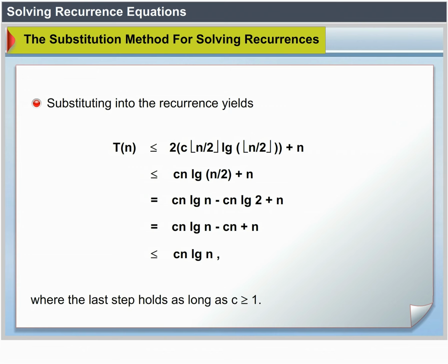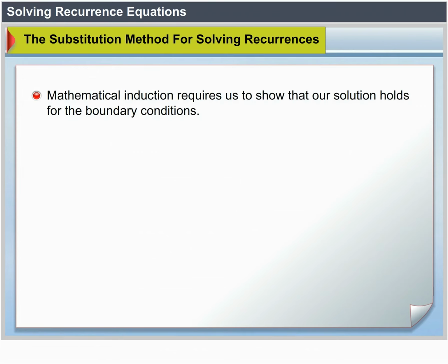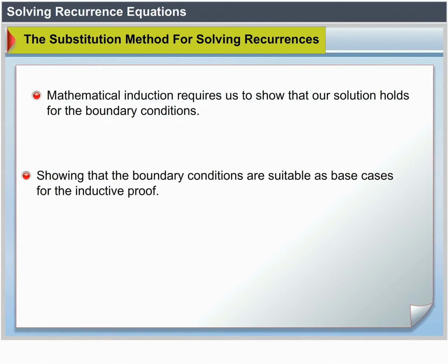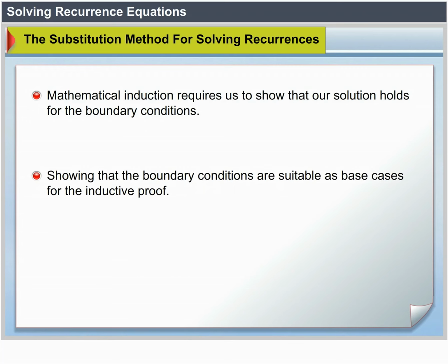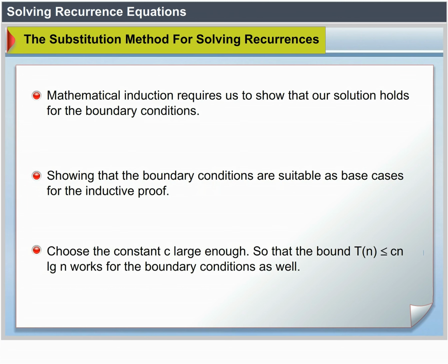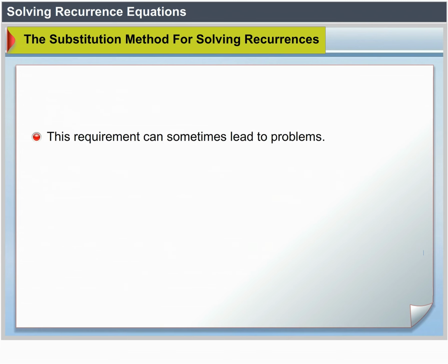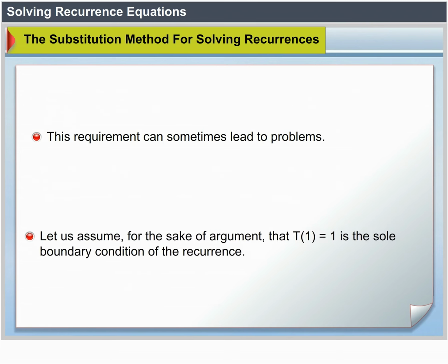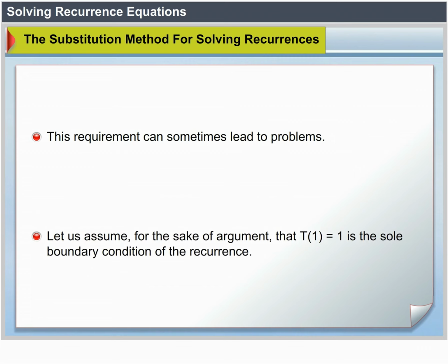Mathematical induction requires us to show that our solution holds for the boundary conditions, showing that the boundary conditions are suitable as base cases for the inductive proof. Choose the constant C large enough so that the bound T of n less than or equal to Cn log n works for the boundary conditions as well. This requirement can sometimes lead to problems. Let us assume, for the sake of argument, that T of 1 equals 1 is the sole boundary condition of the recurrence.